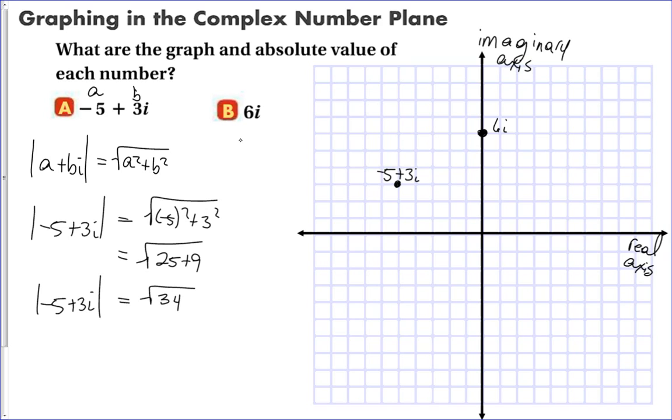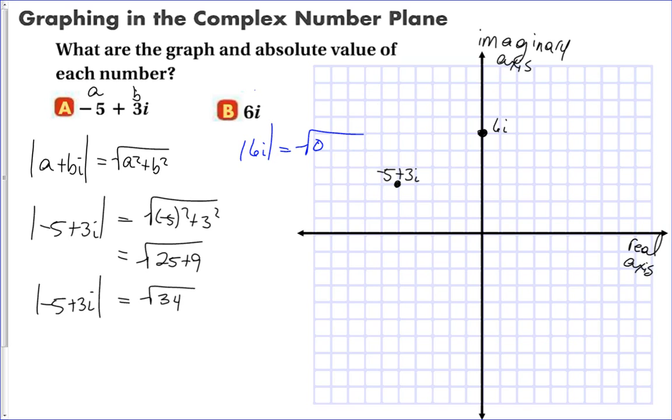Alright, now let's do b here. I'm going to change colors. I'm going to do this one in blue. Alright, so again, this is our equation. So the absolute value of 6i is simply going to equal, since we have no real part, that is 0.